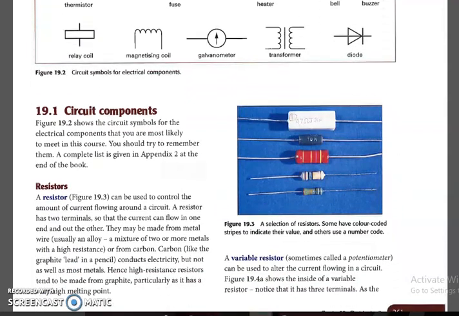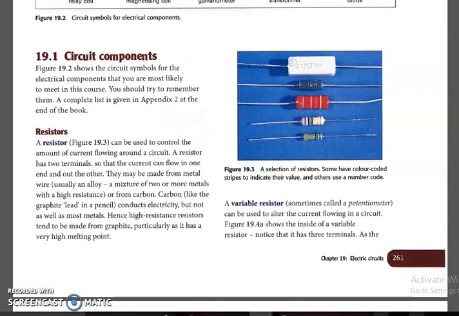So first we are going to discuss resistors. We know what a resistor is. A resistor is used to control the amount of current flowing around a circuit. A resistor has two terminals, so that current flows in one end and out the other. Here they are telling about the material from which resistors are made. They are made from metal wire, usually carbon. It conducts electricity, but not as well as other metals. Hence high resistance resistors tend to be made from graphite because it has a very high melting point.